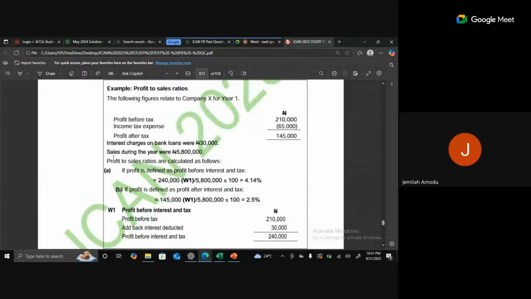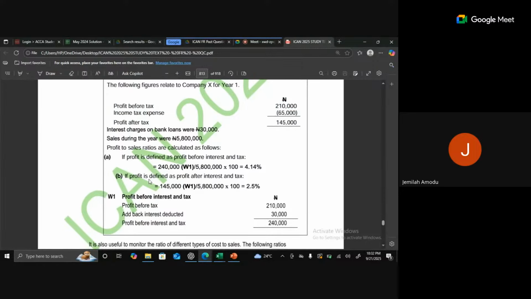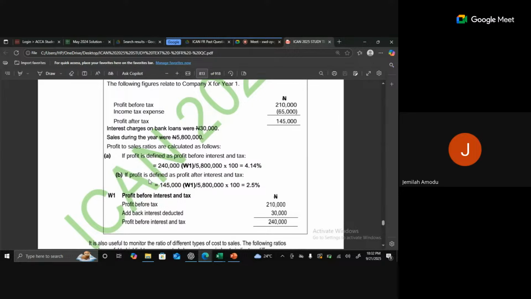And this is an example that shows this. For this example, we're given the profit before tax, we have income tax, and we have profit after tax. So we can decide to use this one or this one, dependent on the one that you want to use. So here, the profit used was the profit before interest and tax, right? And how did they get it? From profit before tax, they added the interest to it. So that was what was used.